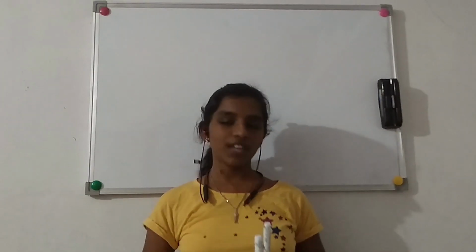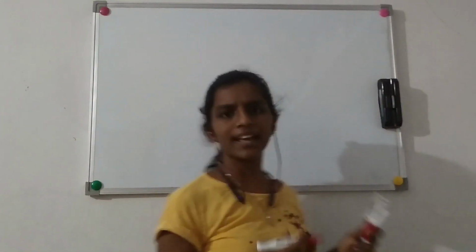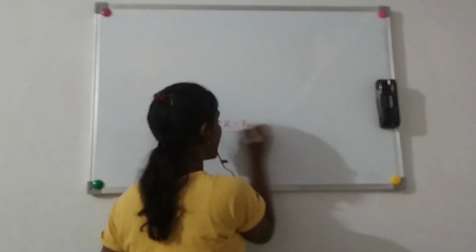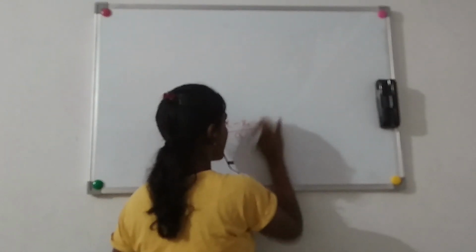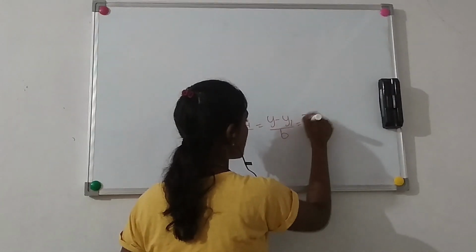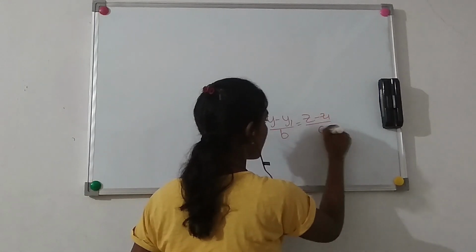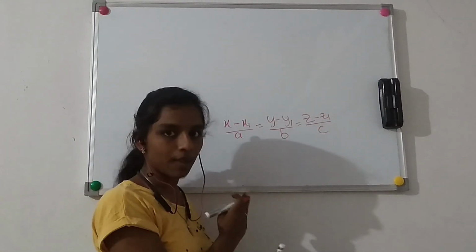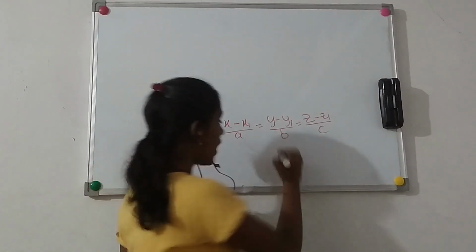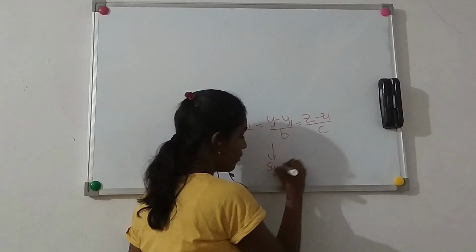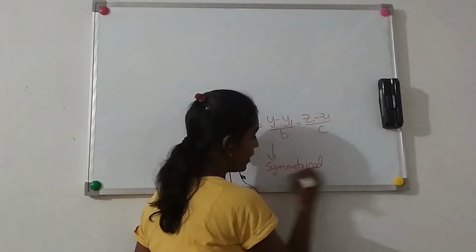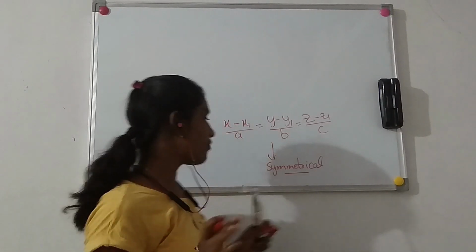So guys, the general equation that we wrote for the line that we have learned now: (x minus x1) by a equals (y minus y1) by b equals (z minus z1) by c. Is this the equation that we have learned before? Yes, that is true. This form is called the symmetrical form of a line.